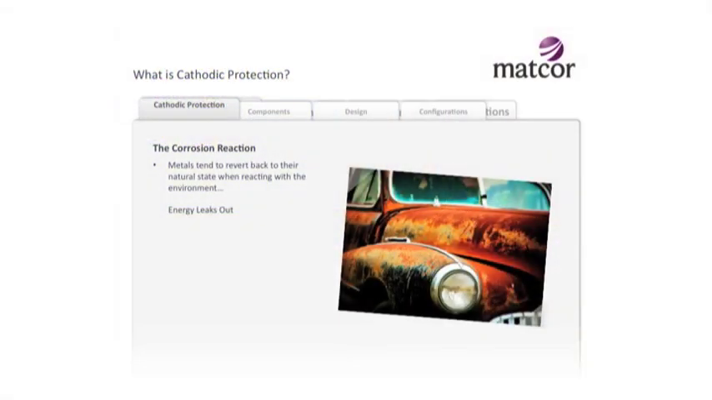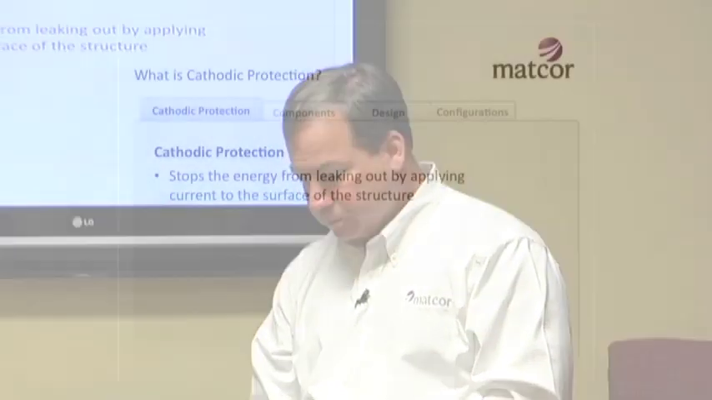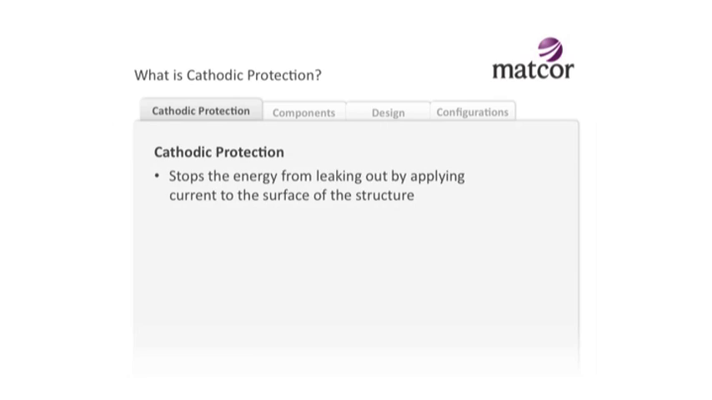its natural state has been changed. You've bottled a lot of energy into that metal. Corrosion is just the process of nature taking that energy back out. And that's a picture of a rusty old car. That's what happens when processed metals are left out in the environment long enough. They'll return to a more natural state, in this case, iron oxide or rust. It's the process of energy leaking out. So again, cathodic protection is a means to stop that energy from leaking out of the structure.